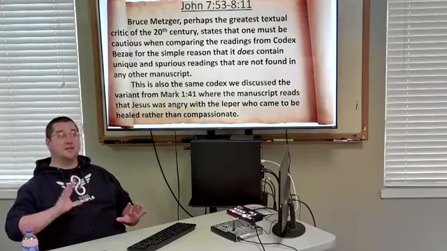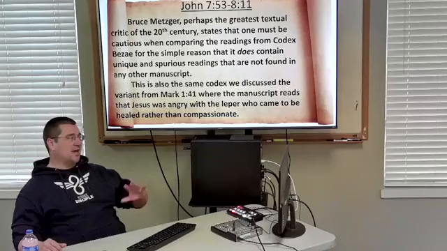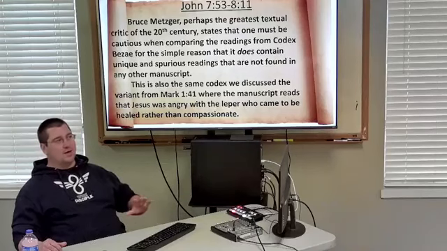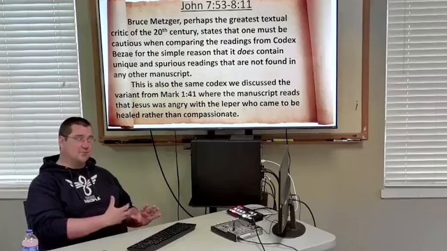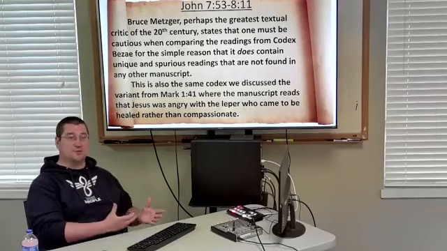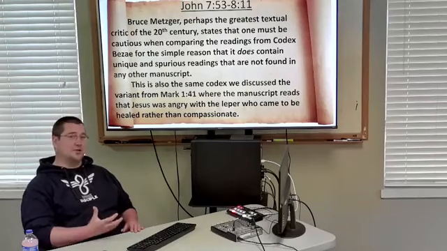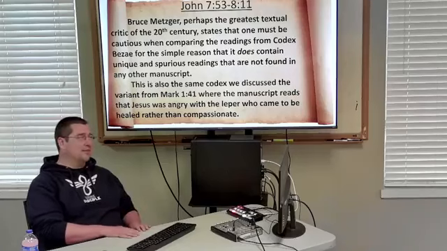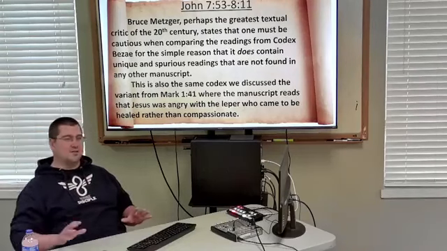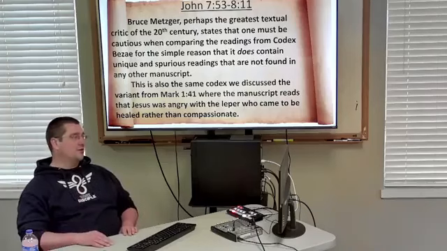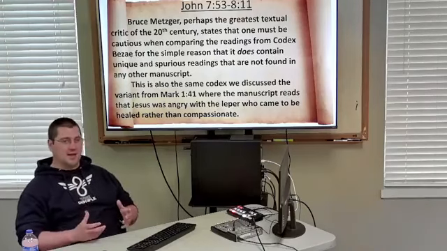It has a lot of additional readings. Just like for Mark 1:41, that's part of the reason that a lot of people don't give that reading a lot of weight, because it comes from Codex Bezae. It's the first manuscript that has that. Well, it's also the first manuscript that has the woman caught in adultery. Codex Bezae has a lot of additional material that's not found in any other manuscript, so you have to be careful whenever you're looking at it.